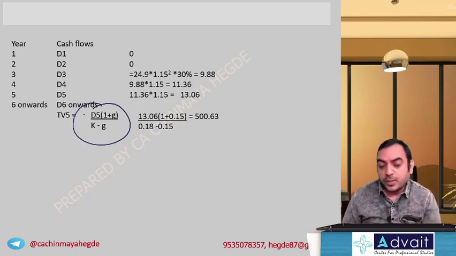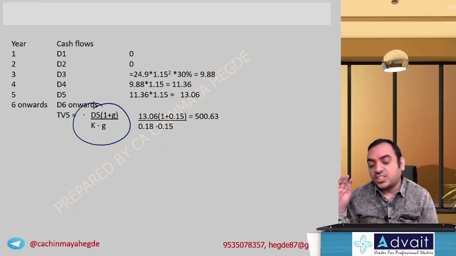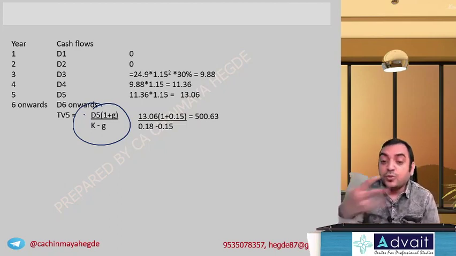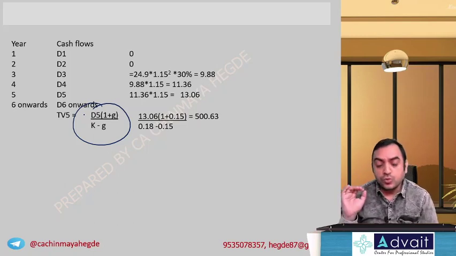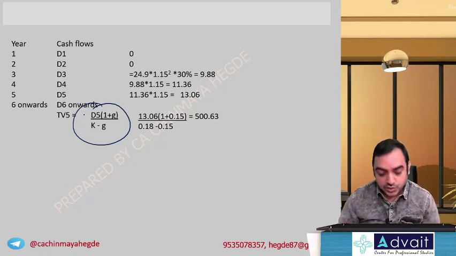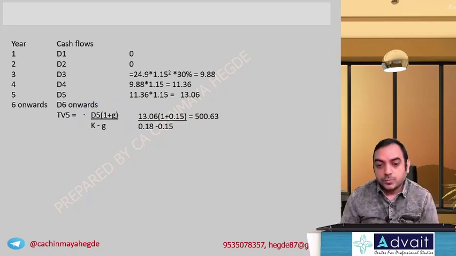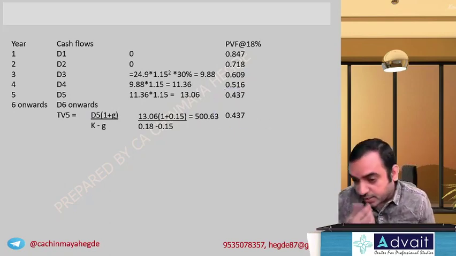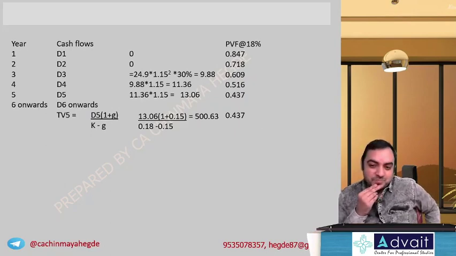Then you know the formula, D6 into 1 plus G by K minus G. And again I repeat, why are we doing D6 onwards? Because your holding period is the 5th year end. At the end of 5th year, you will sell it off. So I'm showing you that point onwards. Okay, then multiply the discounting factor of 18%. And remember, the last two cash flows will have the same discounting factor. Please multiply and tell me how much amount you get.